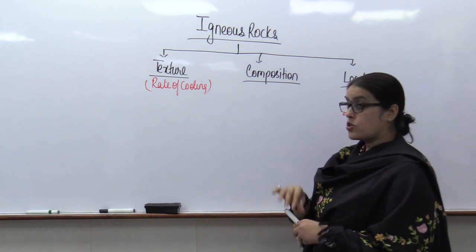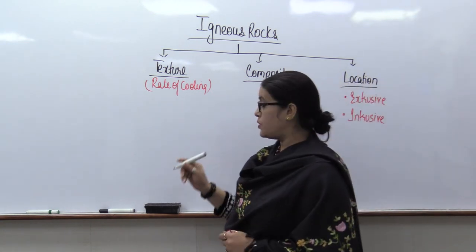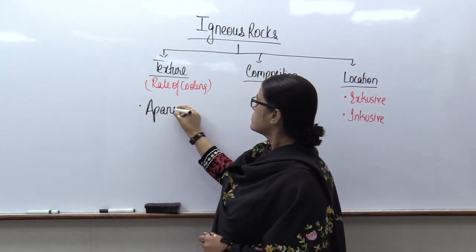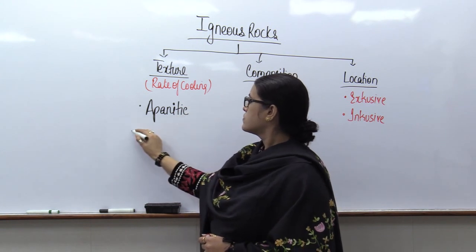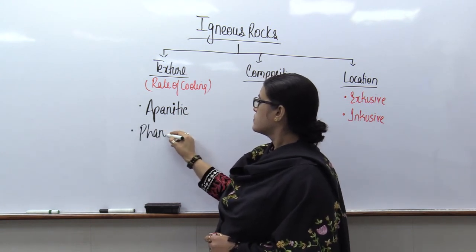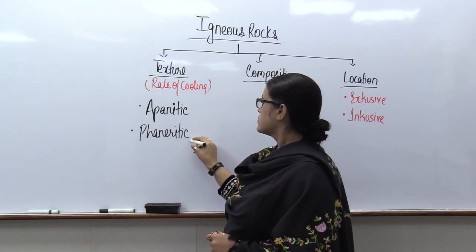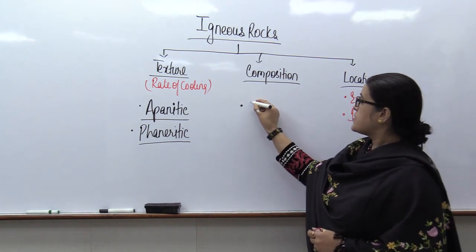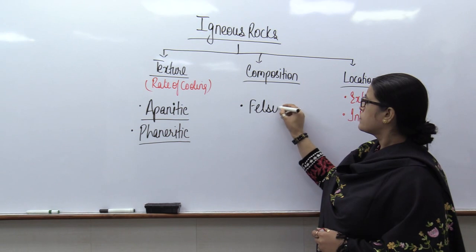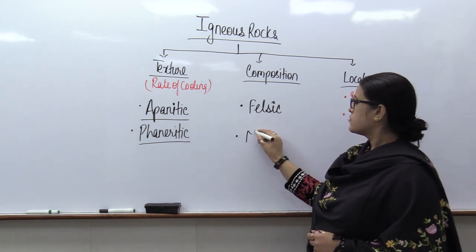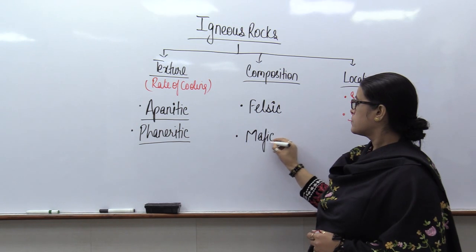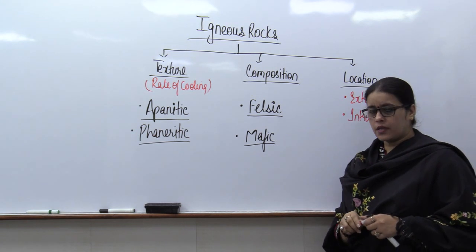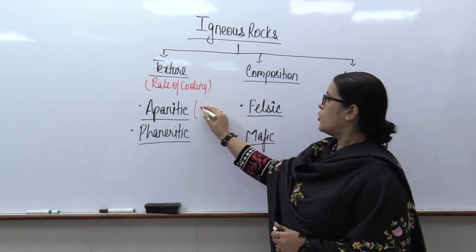And if I have to pick up the categories that go with composition and so on, I'm creating a table one by one. So texture based category, I distinguish between aphanitic and phaneritic. Based on composition, I essentially distinguish between felsic and mafic. What is meant by an aphanitic texture? Aphanitic stands for invisible.